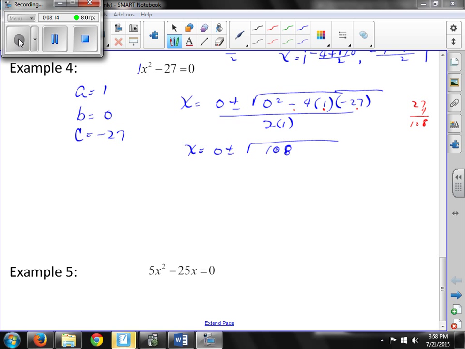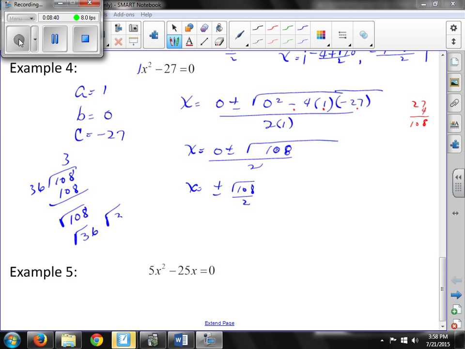108 over 2, which just gives us x is equal to plus or minus the square root of 108 over 2. Now, 108 has a perfect square in it. I think 36 is the biggest perfect square in 108. Let's see, 36 into 108 goes 3 times. Okay, so the square root of 108 is the square root of 36 times the square root of 3, which is 6 square roots of 3.